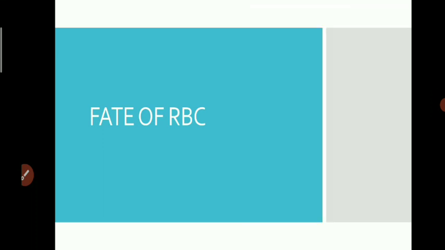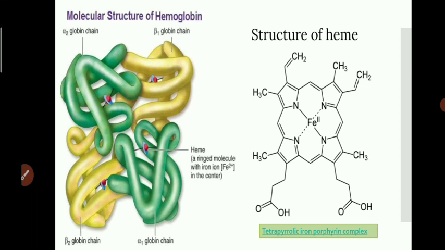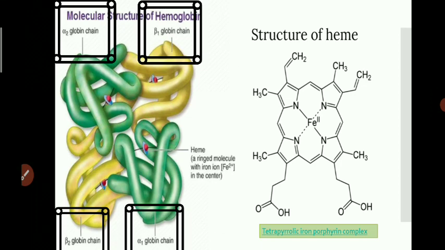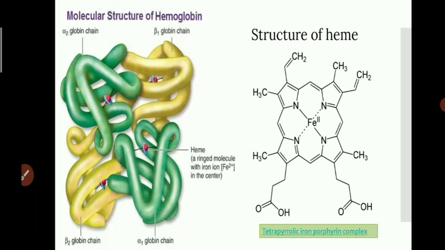Before that, I would like to tell you about the main component present inside the RBC, that is the hemoglobin. So here's a diagram of hemoglobin. The molecular structure of hemoglobin consists of 4 globin chains and 4 heme groups. Out of the 4 globin chains, 2 are alpha globins and 2 are beta globin chains. You can see 2 of the green chains are alpha globin chains and 2 of the yellow chains are beta globin chains. Each globin chain has a small iron porphyrin complex or a heme group present inside it.